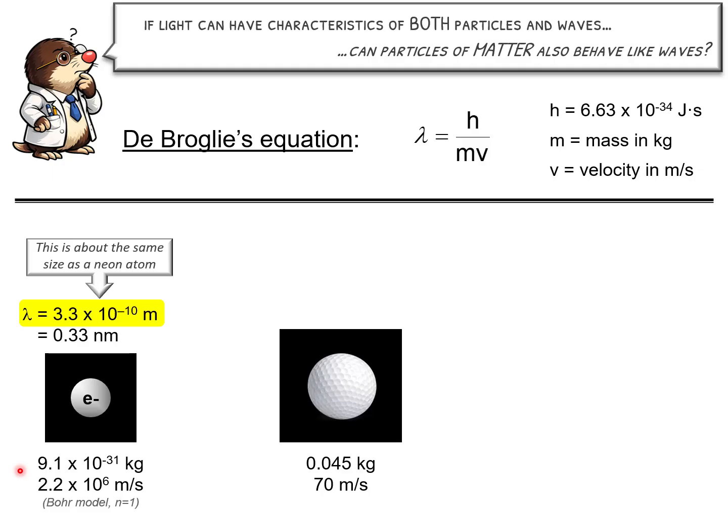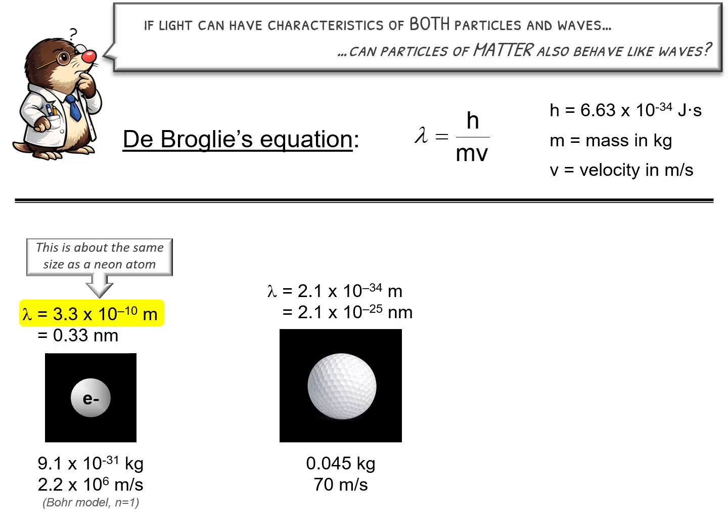If we kind of step it up, let's talk about a golf ball, because that's probably a little bit more familiar to most people. You go and you drive it, or whatever you do with golf balls, down the green, and it has a velocity of about 70 meters per second. It has a wavelength that is incredibly small. So you can see, once we start talking about real objects, yeah, they can have a wavelength, but it's not going to be something you can perceive.